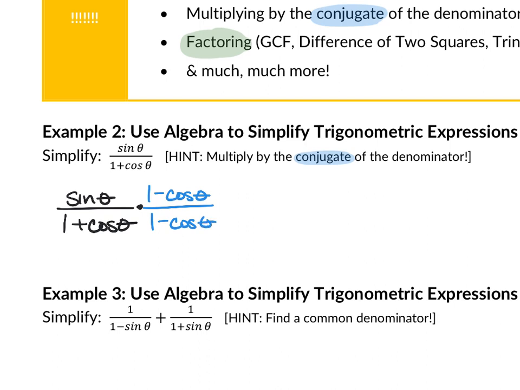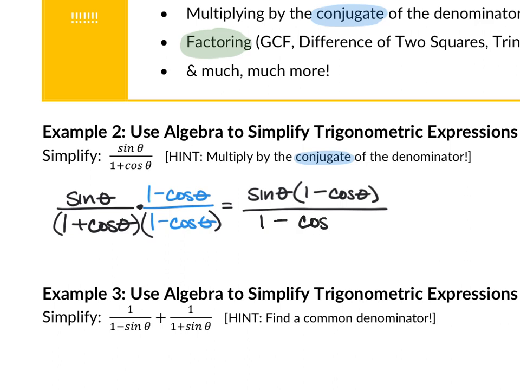When I multiply these two things together, the top turns into what looks like a distribution problem. Sine of theta times 1 minus cosine of theta. And the denominator ends up being the difference of two squares. Now this is a shortcut for factoring. It is just simply first, outer, inner, last. But if you recognize this pattern, it ends up being the first thing squared, which is 1, minus the second thing squared, which is cosine squared of theta.